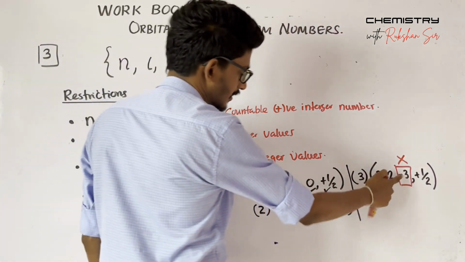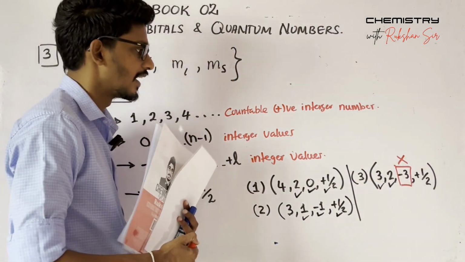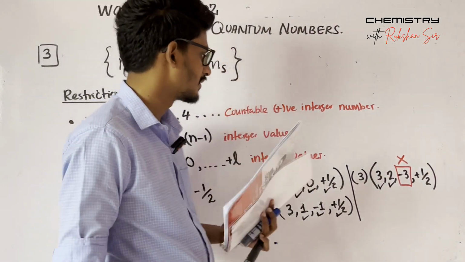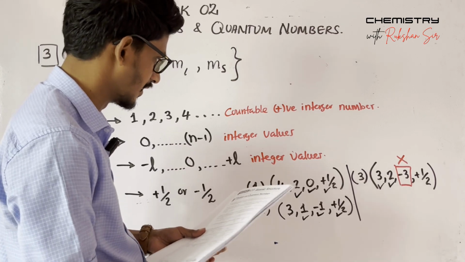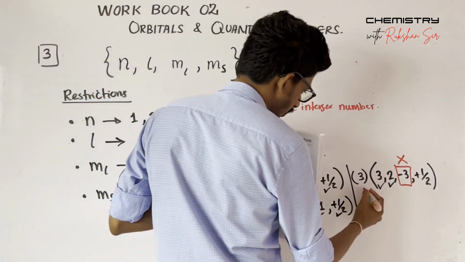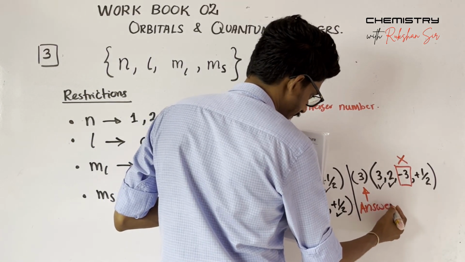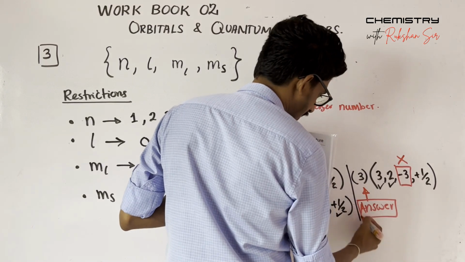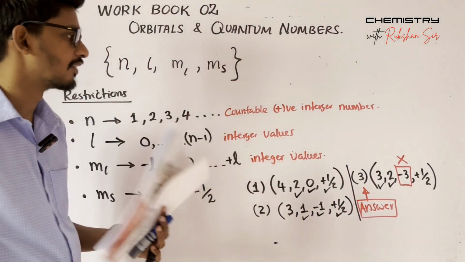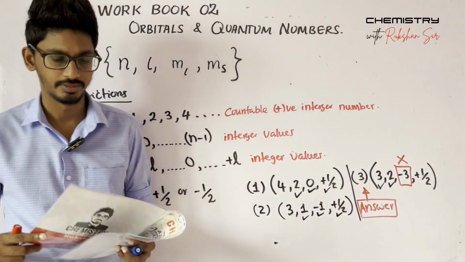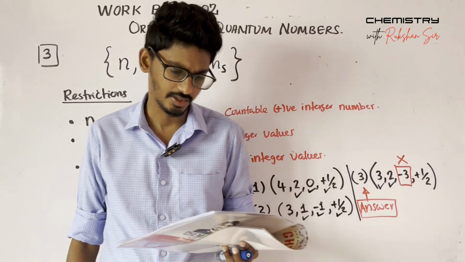But minus 3 is there, and that can't be an ML value if your L value is 2, right? So that is the false quantum number set. So your answer is answer number 3. It is violated with the third quantum number, the ML value. The answer is number 3.